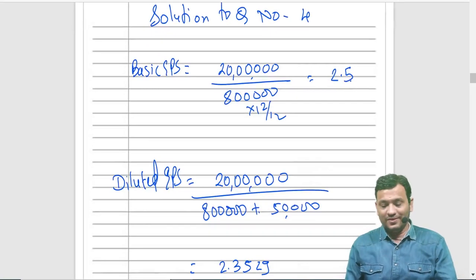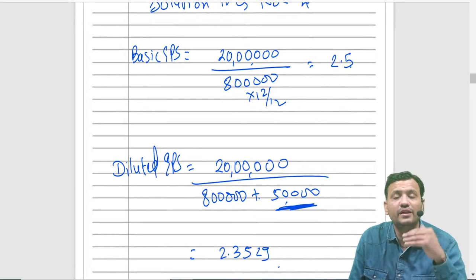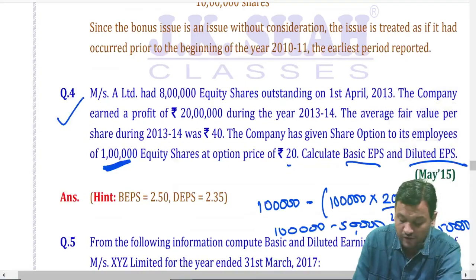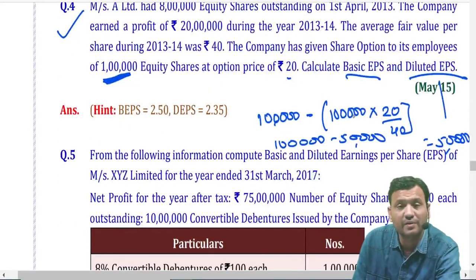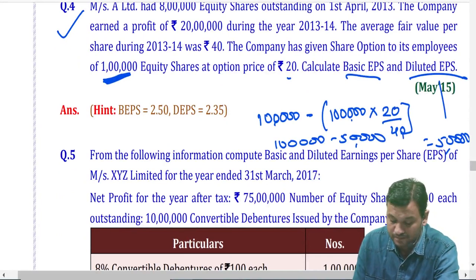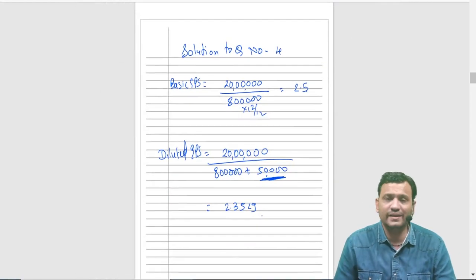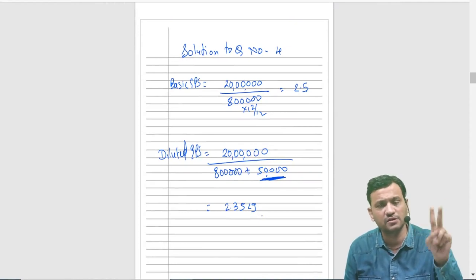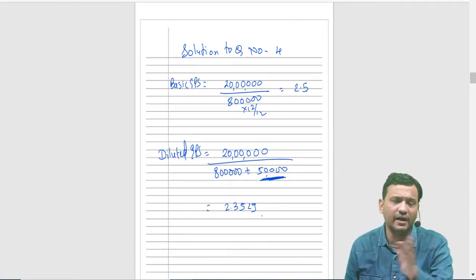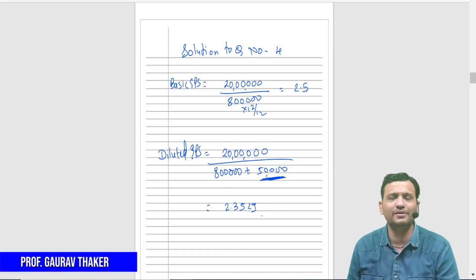Friends, so this is how your dilution goes. This is nothing but the equivalent number of options that will be given without consideration. How to find the equivalent number? Total number of options minus options issued at fair value, that is number of options into exercise price divided by fair value. Okay, friends, so this much from my side as far as AS20 is concerned, basic and diluted. In basic, what is important is bonus and rights. In diluted, convertibles and the options. Let us end here. Thank you very much.